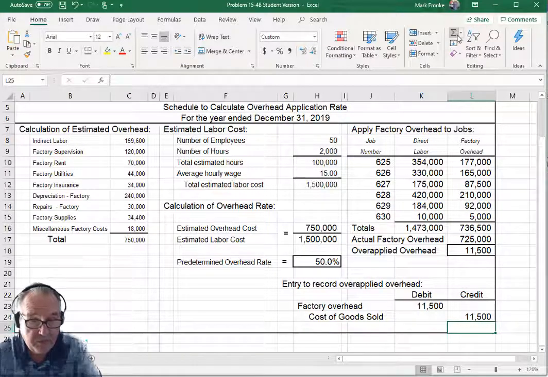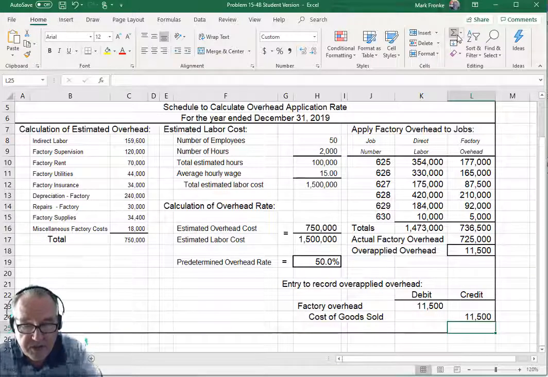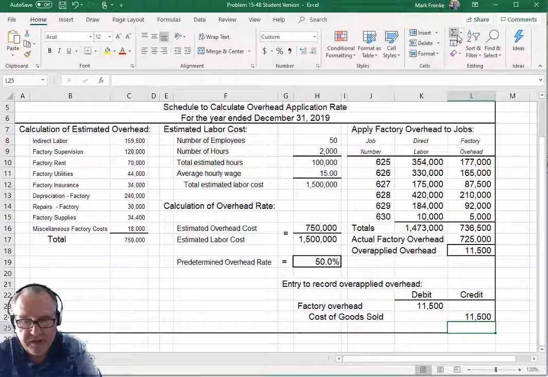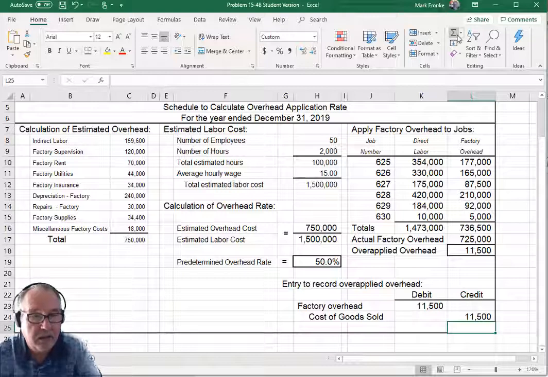This is a very common way to do it. Frankly, I would probably just leave it alone. But what this just means is that our 50% application rate is a tiny bit too high. It's not anything to worry about, but it is just a tiny bit higher than what we actually spent. So hopefully that gives you a good idea of how we apply factory overhead in a job cost situation.